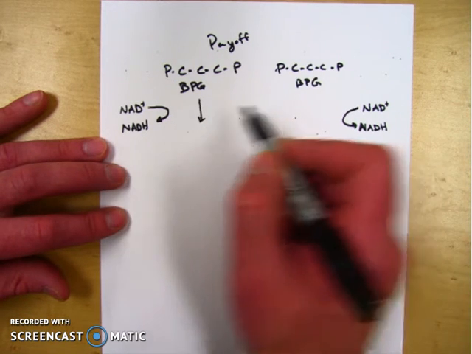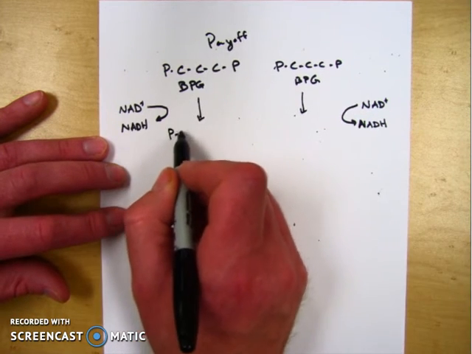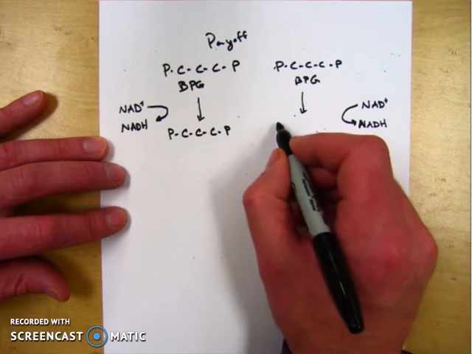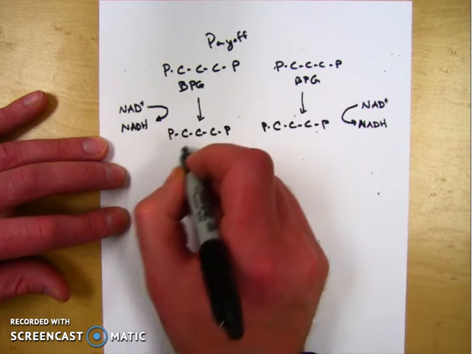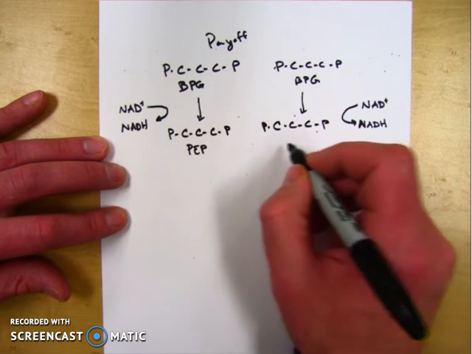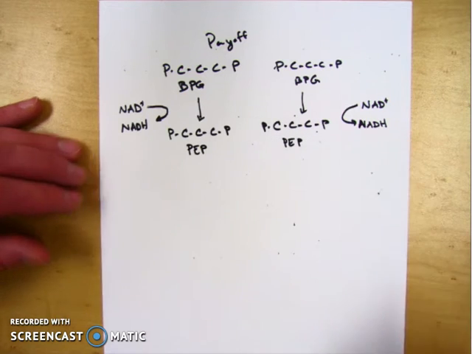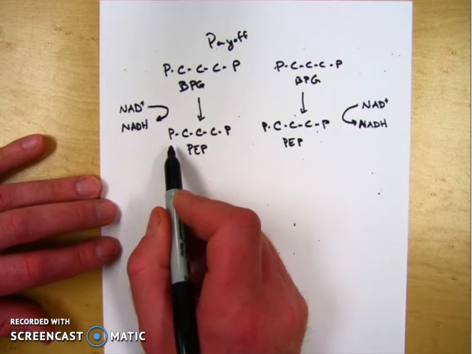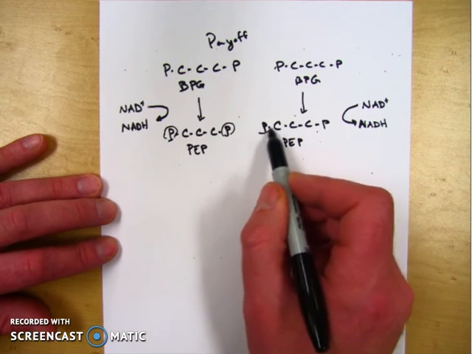This is no longer the same molecule. It's going to look the same because we still have 3 carbons and 2 phosphates. But it's given a different name because it's slightly different chemically. This is PEP, the one that's found in the C4 cycle in C4 plants and CAM plants.